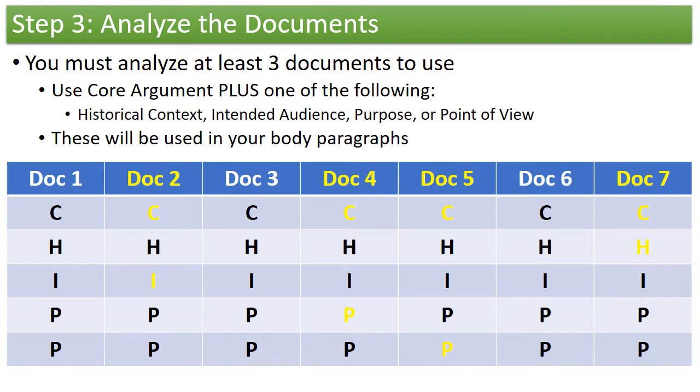Alright, step 3, you're going to analyze the documents. Now you've already gone through and analyzed the documents for this particular DBQ, but on the day of the AP exam, your step number 3 is you're going to go through the documents and figure out which ones you're going to use for your essay. Now for this particular essay, we're going to have you use all the documents, but in order to earn the document analysis point, you need to try and use all 4 of your document analysis elements: your historical context, intended audience, purpose, and point of view. So use these in your body paragraph. Keep in mind also you're going to use the core argument as well.